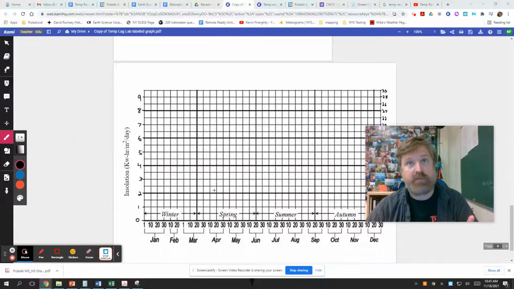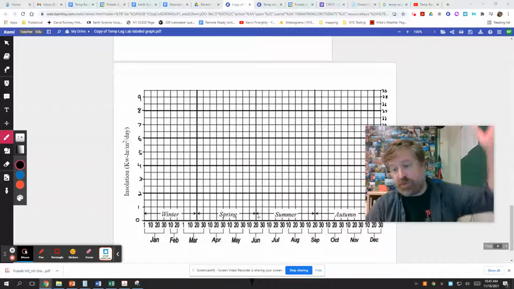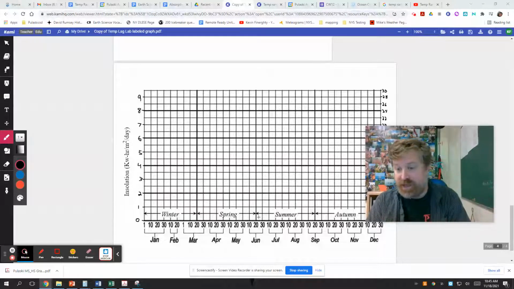We learned that the summer solstice, June 21st, right about here, is peak insolation. That's when the sun is at the highest angle in the sky. It's out for the longest amount of time. So Pulaski would gather the most energy on that day from the sun. But ask yourself, is that the hottest day? Is June 21st the hottest day of the year? Not really. When does it really get hot in the summertime here?